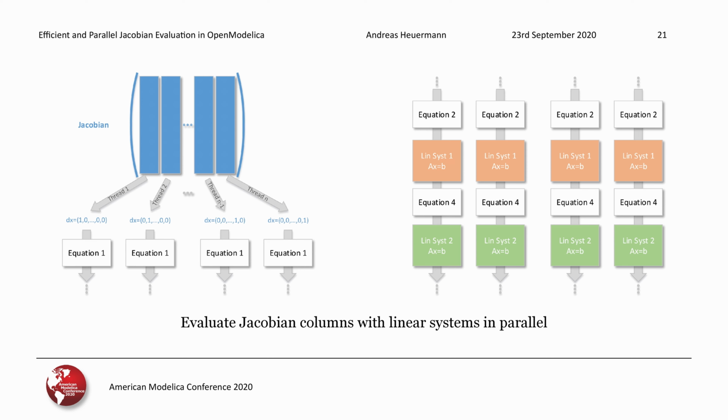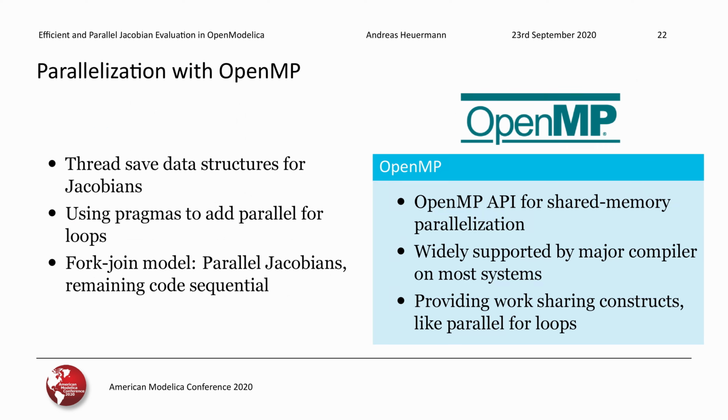The main challenge was to get linear solvers that are usually not used in parallel to work thread safe. The approach we have chosen is quite simple. Just give each thread its own copy of the Jacobian data structure, including potential linear systems. But even this straightforward approach took some time to implement in OpenModelica. And finally we added the same for colored and compressed Jacobians as well.